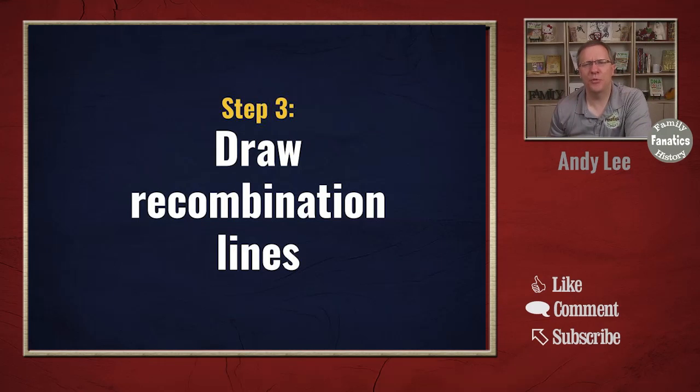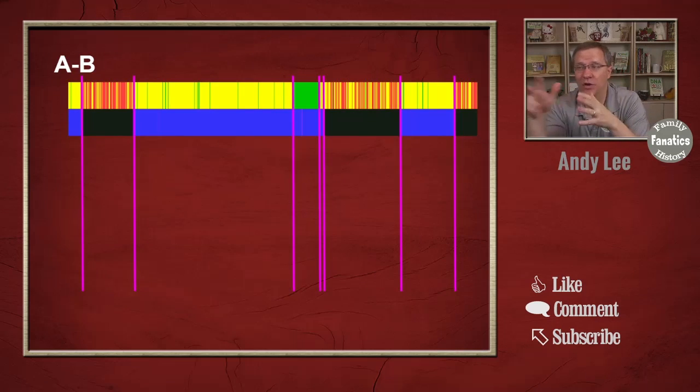All right, so step 3 now. We've downloaded our data. We have it in a Word file, a spreadsheet, however you want to do it. We're going to draw our recombination lines. Remember, we identified our recombination points is where the color changes. And so we're simply going to draw some lines now of those recombination points. And this is going to help us to build out the different chromosomes later.